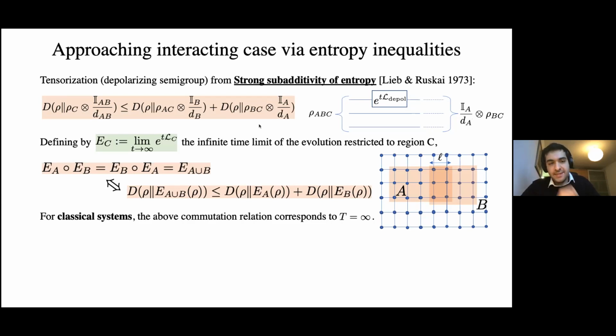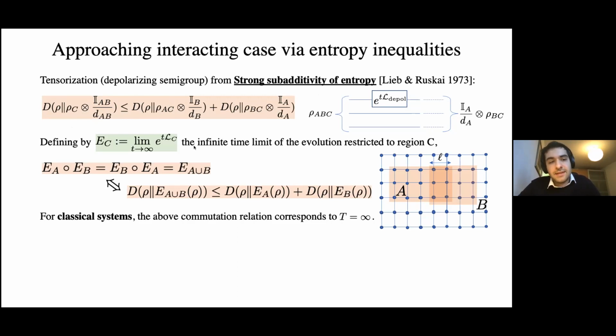It turns out that the left-hand side of the MLSI, so this relative entropy distance to the projection onto AB, the partial trace onto AB, can be controlled in terms of the sum of two relative entropy distances to the projection onto B and to the partial trace onto A, which is precisely what we want to have to prove this tensorization. And this inequality is simply a reformulation of the strong subadditivity of the entropy.